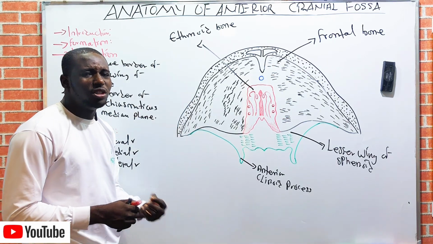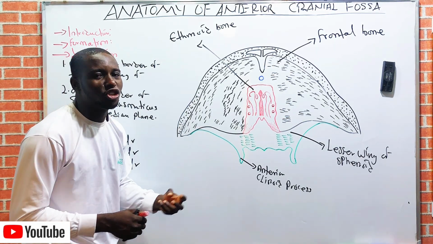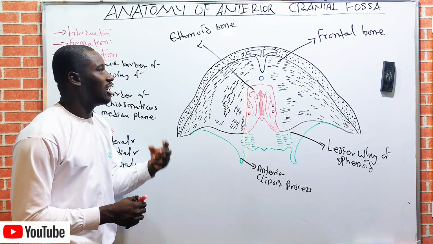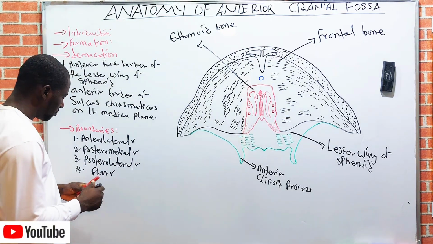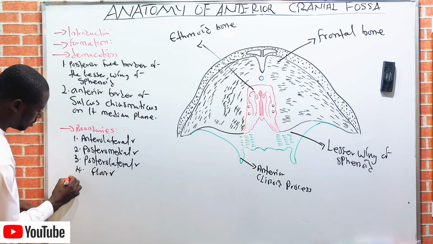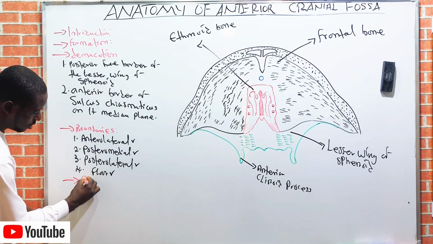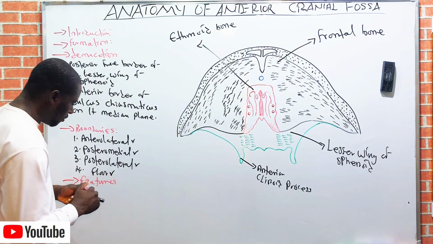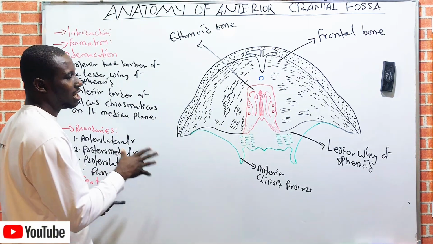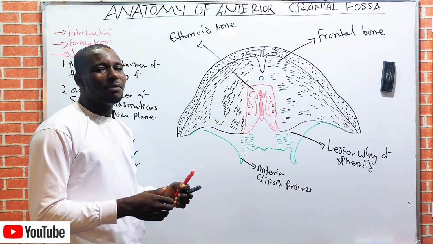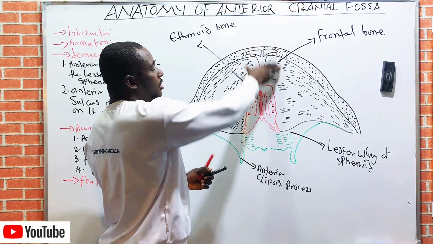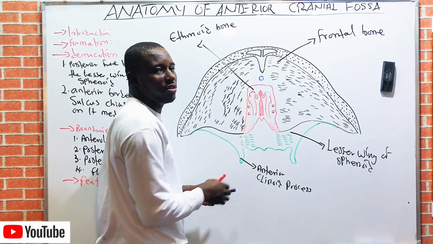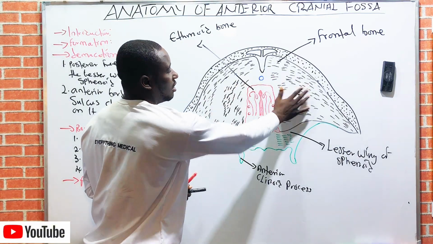Up next we'll be discussing the features of the anterior cranial fossa. The anterior cranial fossa has so many features. The features are divided into two: the median region feature and the lateral region feature.